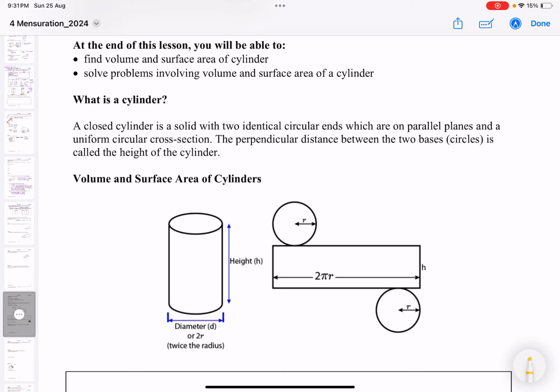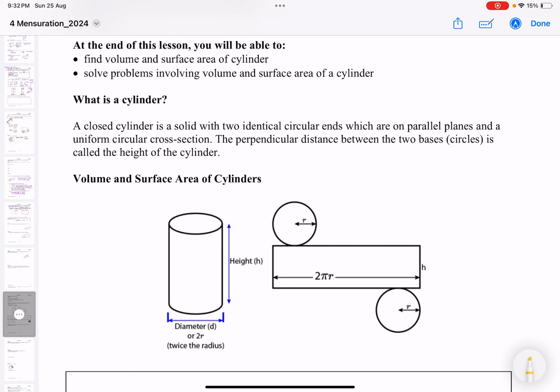Hi everyone. In this video, we are going to learn the formula for volume and surface area of a cylinder. So what is a cylinder? Before that, let's recall from our previous lesson, we learned that a prism is a solid with a uniform cross-section, and the base of the prism can be any polygon, a polygon of any number of sides. For example, it could be a square, rectangle, trapezium, parallelogram, and so on.